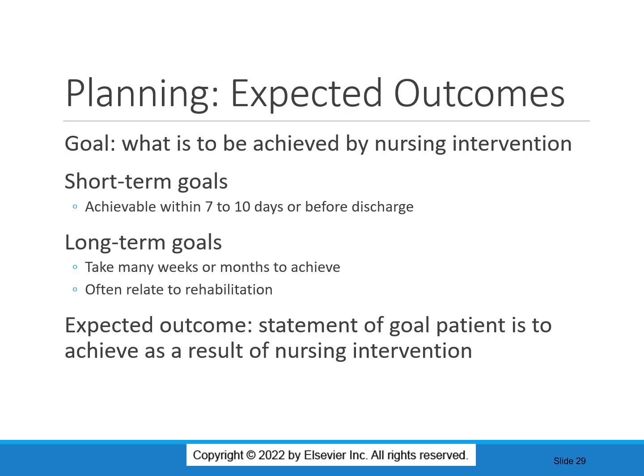Expected outcomes will be derived directly from goals. An expected outcome is a specific statement regarding the goal the patient is expected to achieve due to the nursing intervention. The expected outcome should also contain measurable criteria that can be evaluated to see whether the outcome has been achieved. An expected outcome should always be realistic, attainable, and have a defined timeline.